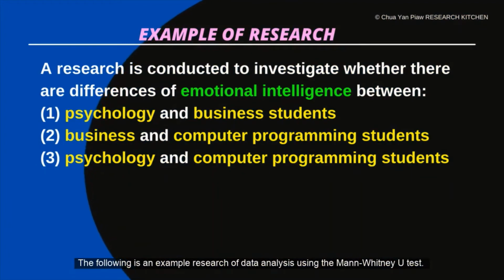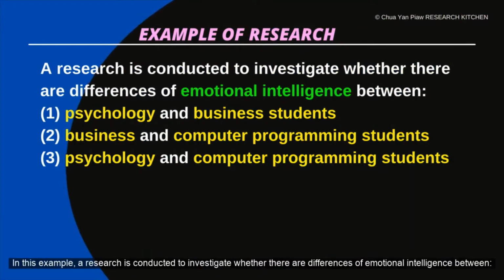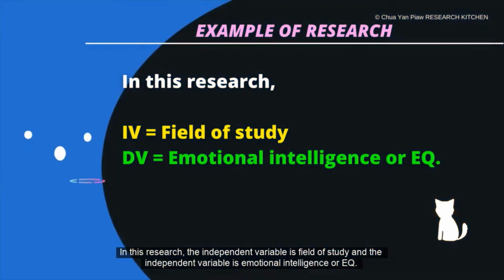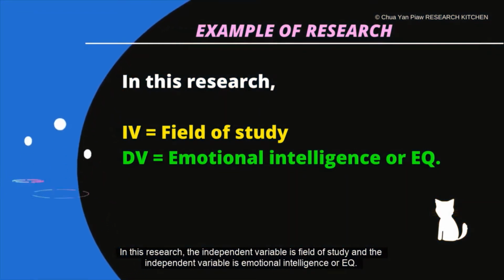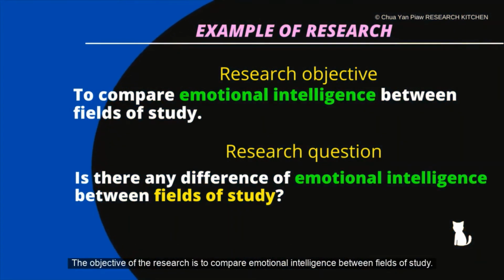The following is an example research of data analysis using the Mann-Whitney U test. In this example, a research is conducted to investigate whether there are differences of emotional intelligence between psychology and business students, business and computer program students, psychology and computer program students. In this research, the independent variable is field of study and the dependent variable is emotional intelligence or EQ. The objective of the research is to compare emotional intelligence between field of study.